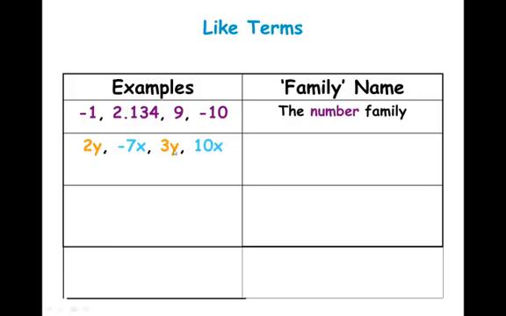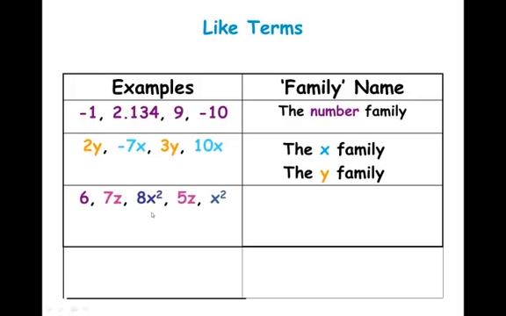These ones in yellow are of the same family, but these blue ones have their own family. So -7x and 10x have their own family. So the blue ones are both in the x family, and we can add and subtract those numbers. And the yellow ones, we can add and subtract those ones, but we cannot add or subtract a Y family with an X family. Let's have a look at another one.